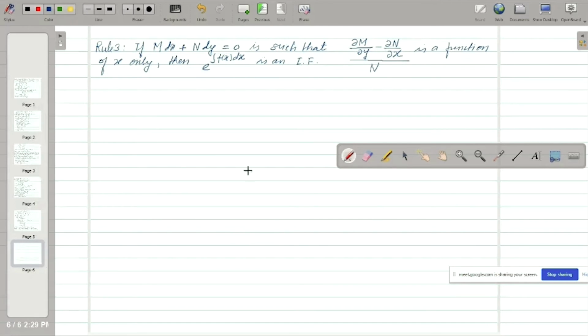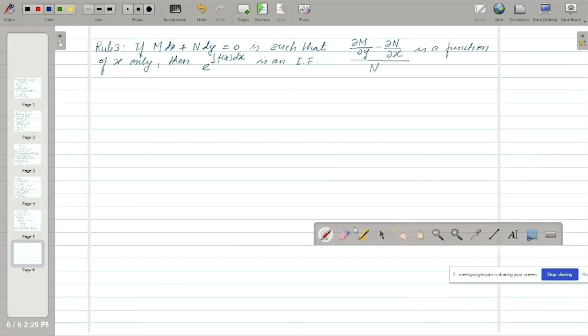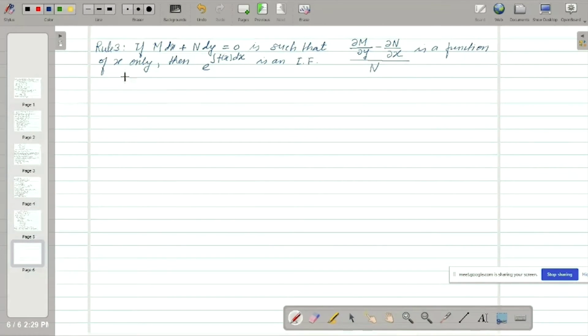Okay, so this is simple. Rule number 2: what says rule number 2? If the differential equation of the form M dx plus N dy equal to 0 is such that this ratio is a function of x only, then the exponential function e raised to the integration of f of x dx is an integrating factor. Okay, so let us see how to solve this type of problem.